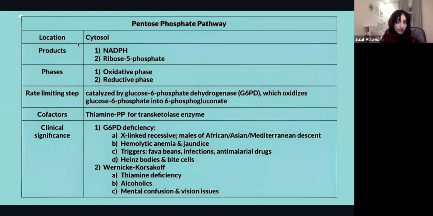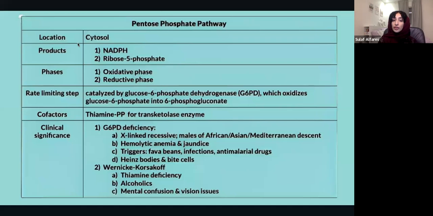The second important product is ribose 5-phosphate. Ribose 5-phosphate is an important precursor of nucleotides. Nucleotides are the building blocks that are going to create DNA and RNA, okay?